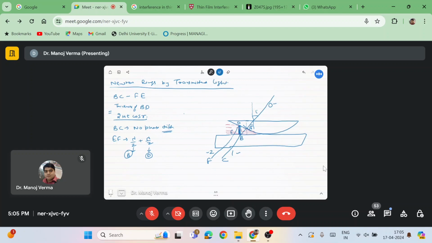Lambda by 2 plus lambda by 2 is lambda. So as you know, if I introduce a total path difference of lambda in any wave, it will remain the same. Lambda path difference होने से कुछ change नहीं होता. It will behave the same. So the overall path difference between ray 1 and ray 2, that is BC and EF, will be equal to 2 mu T cos r. As simple as that. 2 mu T cos r.